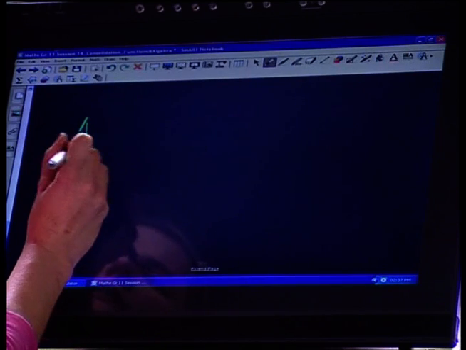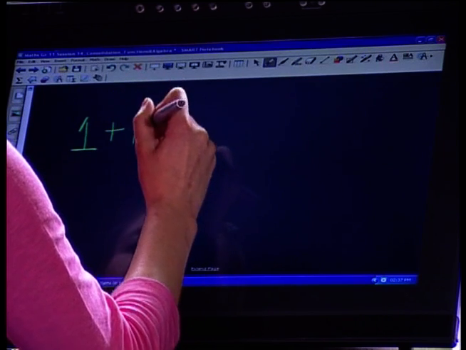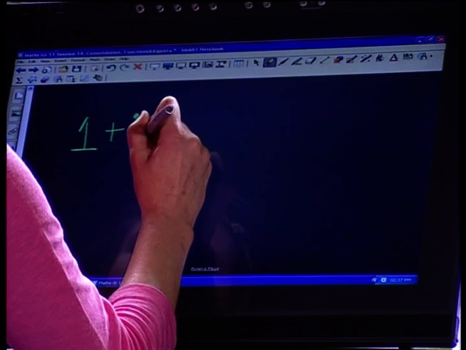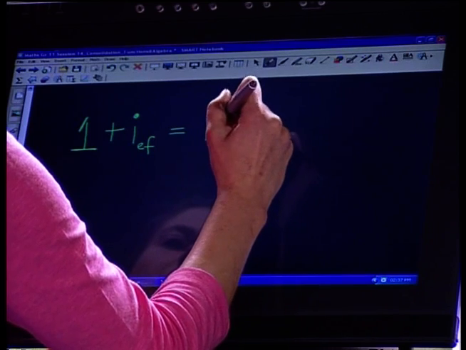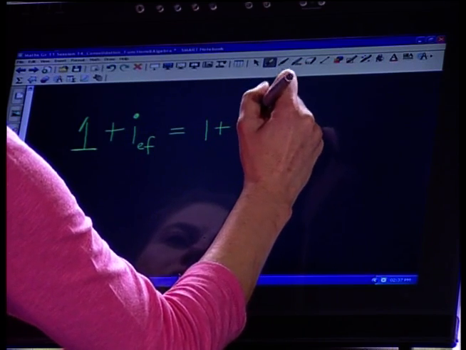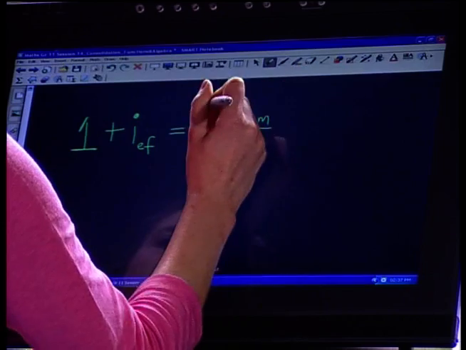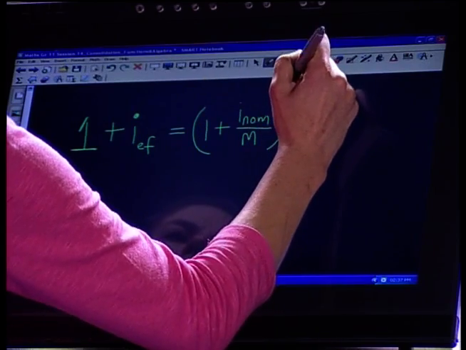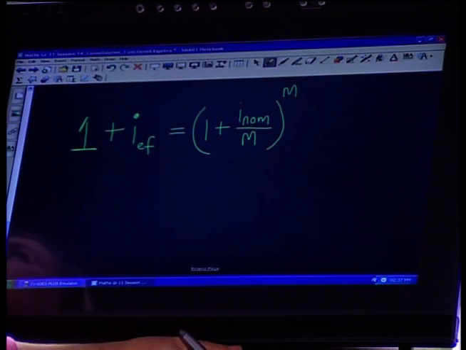And this one you guys need to commit to memory. 1 plus the effective interest rate, I is for interest, is equal to 1 plus the nominal rate divided by m, to the power m. Now those m's represent your compounding period. So if it is quarterly, it'll be 4. If it is monthly, it'll be 12. If it is daily, it'll be 365.